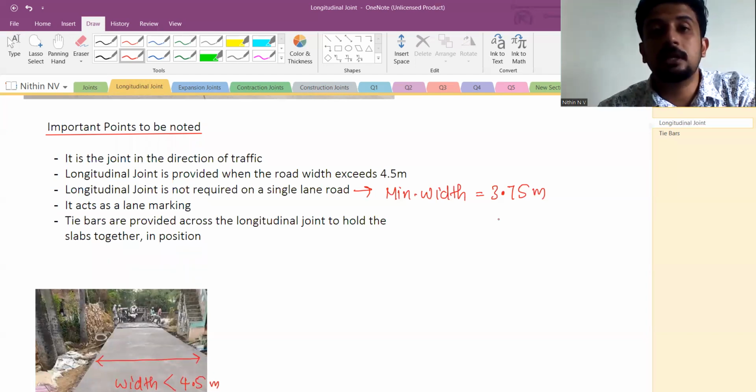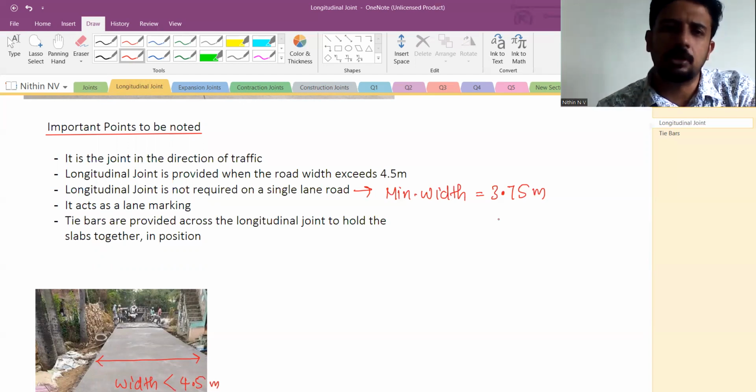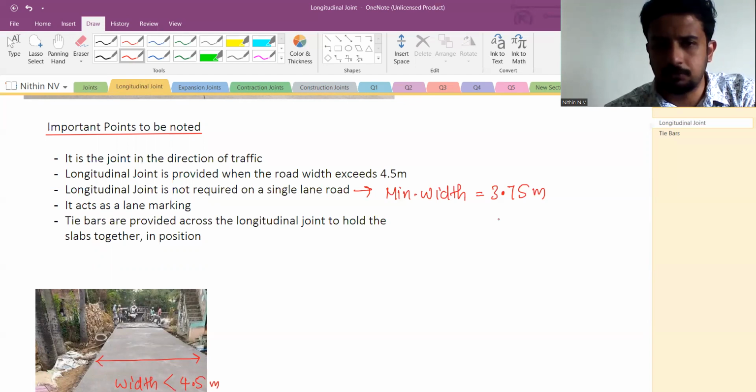In case it is there, then it may be like an intermediate carriageway, or it can be a two-lane road. But for a two-lane road, minimum 7 meter width we require. So those are different topics. We are not going into that as of now.